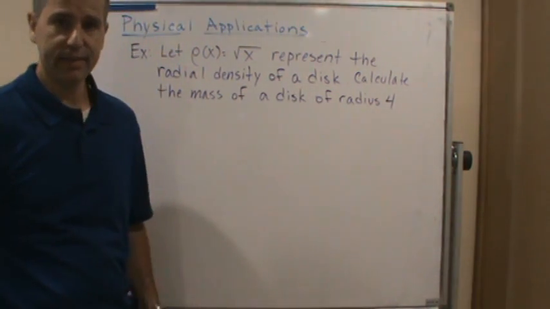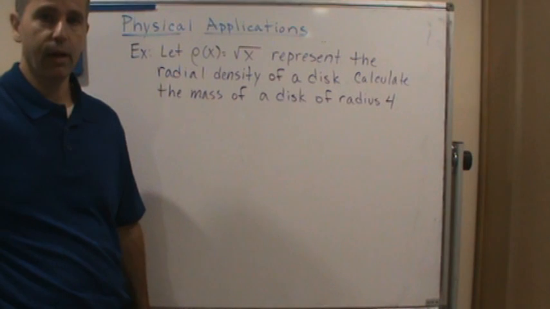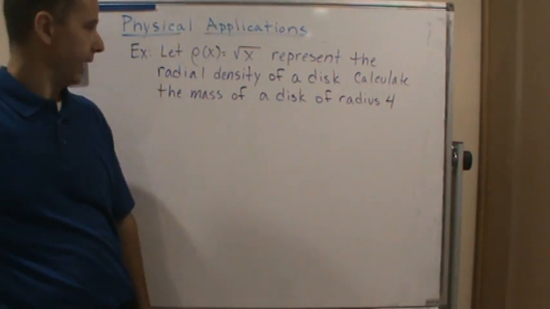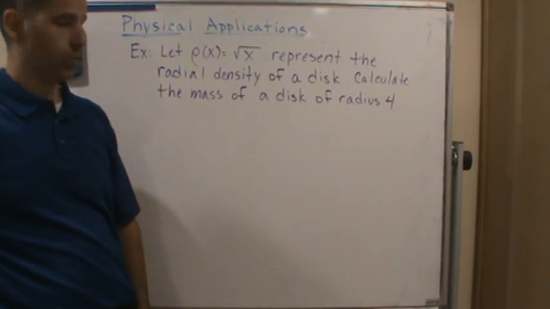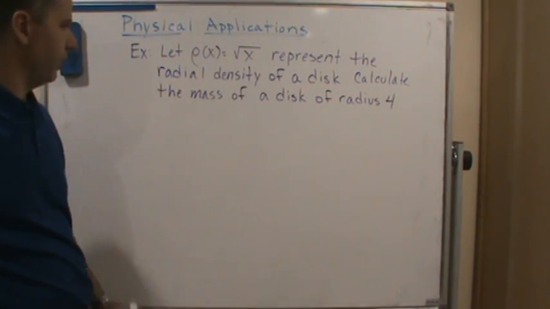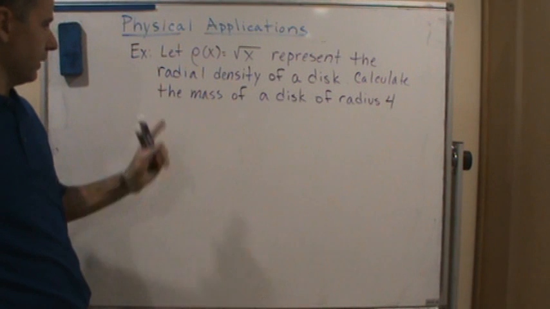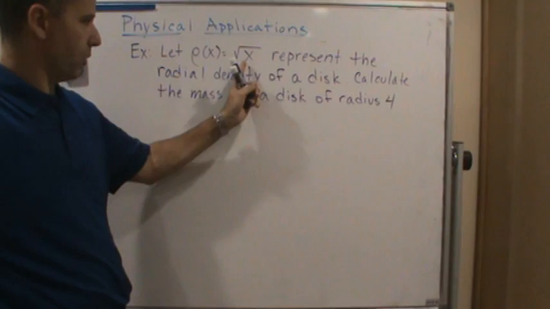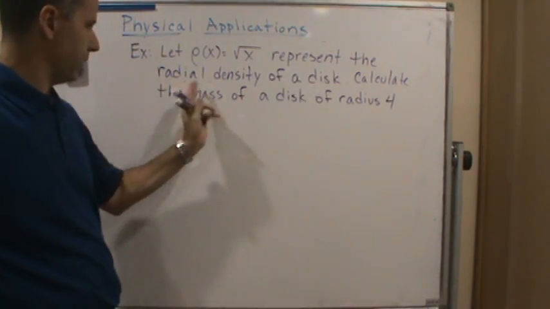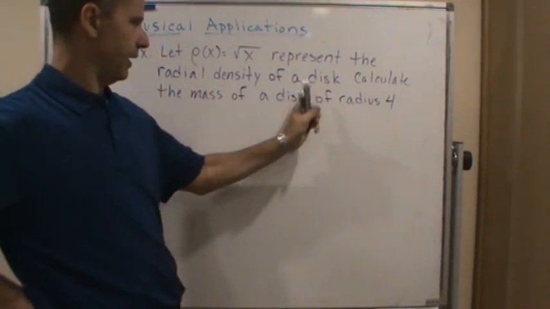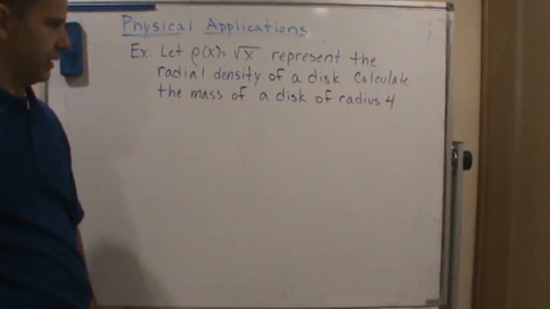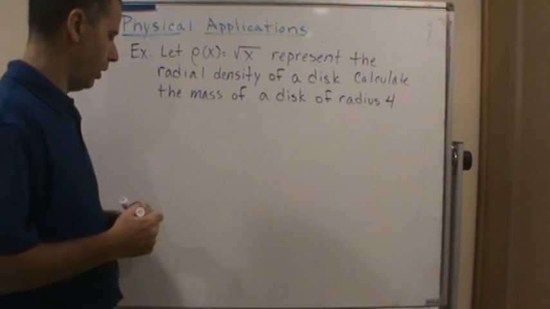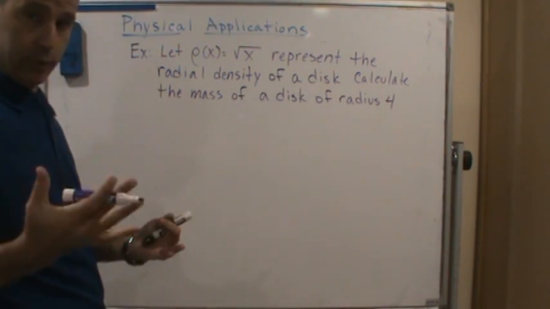Okay, so now in this example, we're going to find the mass of a disk that has a radius of 4 and a density function of square root of x. So again, the way I wrote the problem, let rho of x equal square root of x represent the radial density function of a disk. Calculate the mass of a disk that has a radius of 4. So now all we have to do is again apply what we derived.